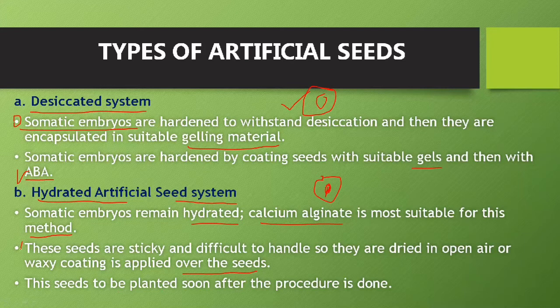So there are two drawbacks of hydrated seeds. First, they are very sticky. They are not good to handle. And the second is they should be planted very soon, because as they remain hydrated they are viable, but if they are not hydrated, then they will become less viable and the artificial seed will not germinate. So soon after the procedure they should be planted.